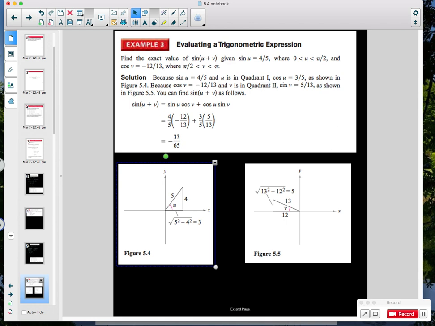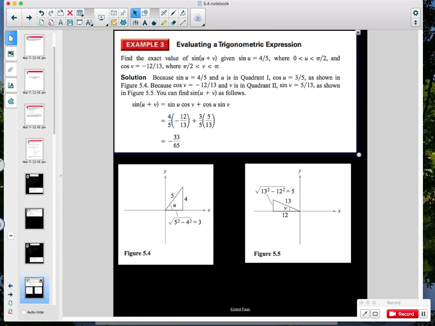Similarly, I have cosine of v is negative 12 over 13 in quadrant 2. So on the diagram for v, I have that cosine is negative 12 over 13. Cosine is adjacent over hypotenuse. So I have adjacent negative 12, hypotenuse 13. So I have to find the opposite side. So it's 13 squared, 169, minus 144, is 25. The square root of 25 is 5. So the opposite, Ethan, is 5.